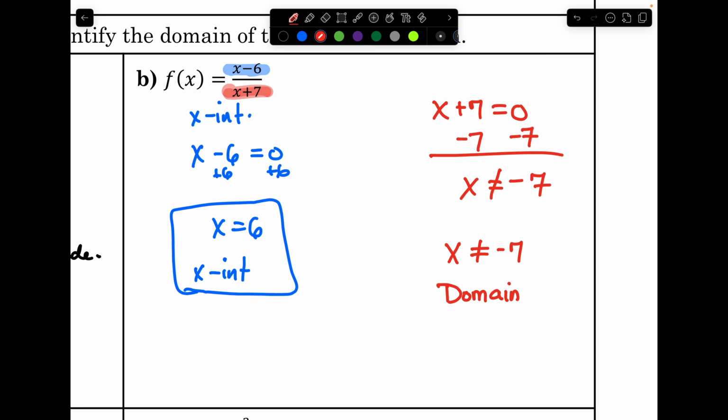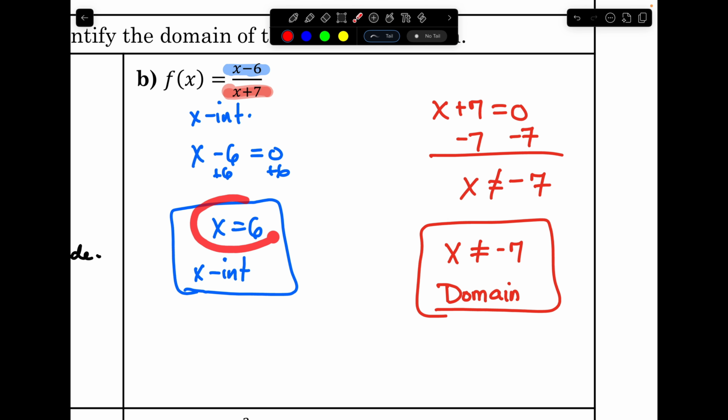So by stating that x cannot equal negative 7, we're stating that x could be anything else. So x could be positive 6, which is an x-intercept. x could equal negative 6. x could equal negative 27. It just can't equal negative 7.